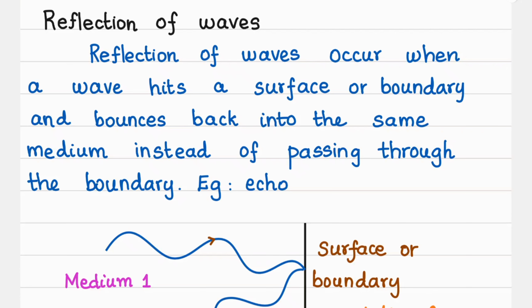Reflection of waves occurs when a wave hits a surface or boundary and bounces back into the same medium instead of passing through the boundary. The example for this is an echo. In an echo, when sound waves hit a surface, they get reflected back.